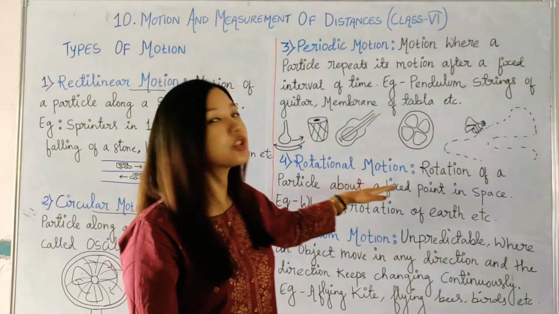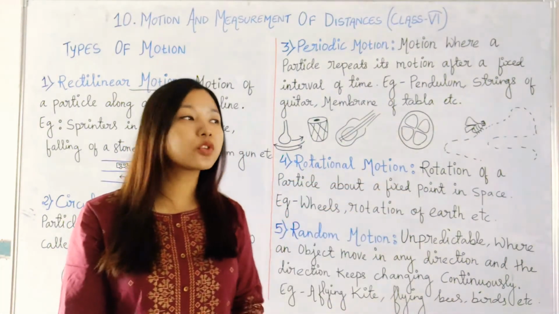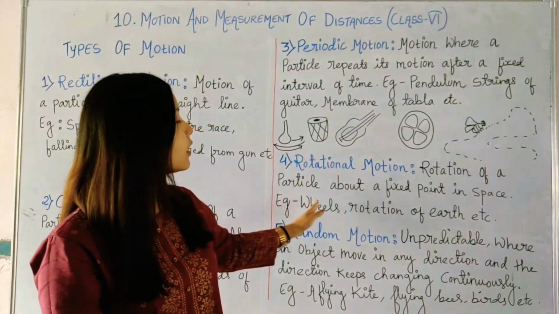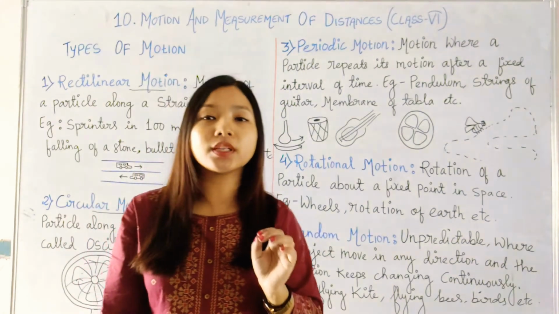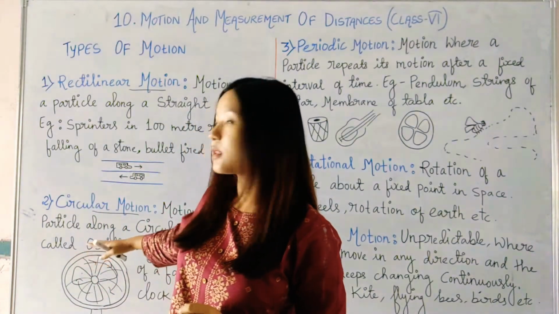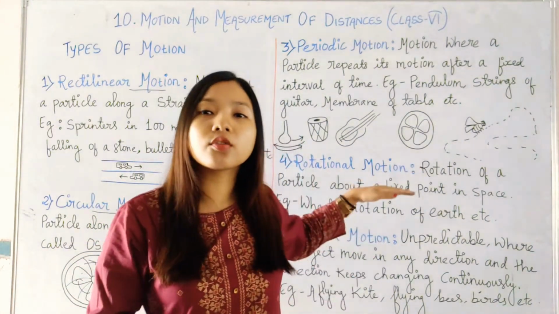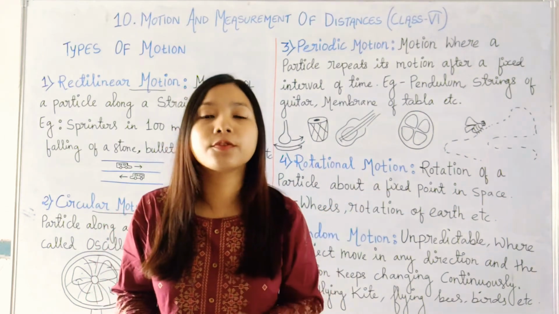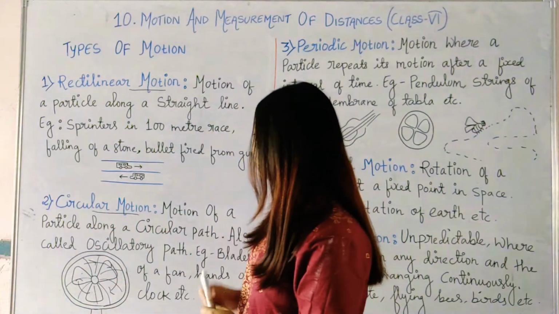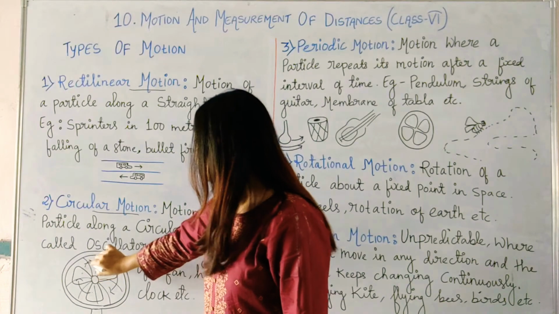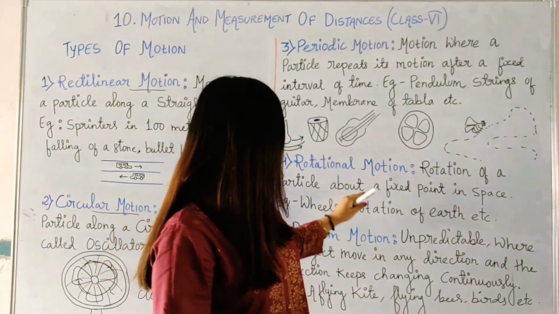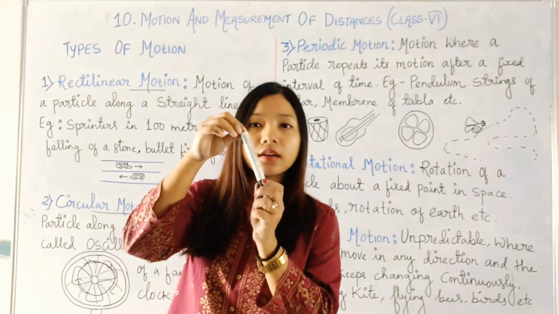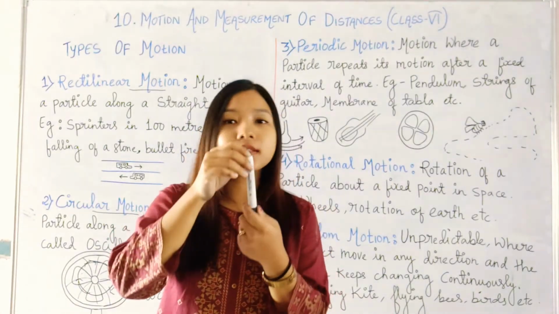Next is rotational motion. Rotational motion is that motion where a particle rotates about a fixed point. Here you should remember that circular motion and rotational motion are different. In circular motion, the motion of the blade is like this, but in rotational motion, it will rotate on itself in the axis.